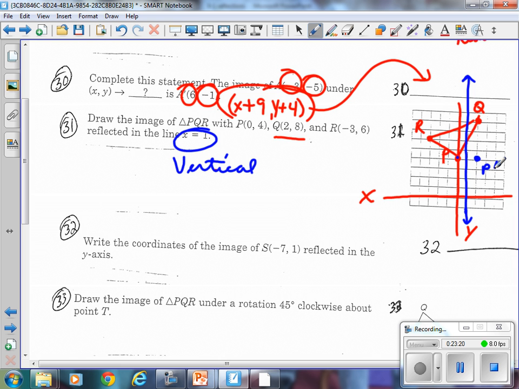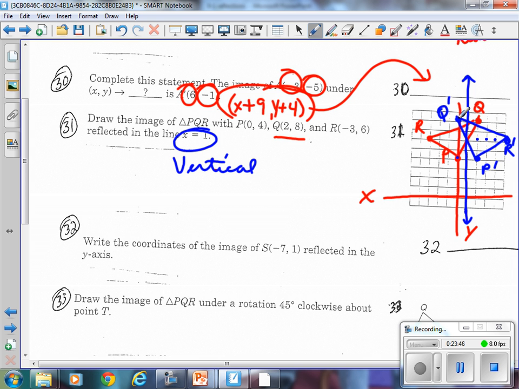R was 1, 2, 3, 4 spaces from the blue line, so it's going to be over this way, 1, 2, 3, 4, somewhere down there if I could hit it. That's R prime. Q was 1 space to the right of the blue line, so it's going to be 1 space to the left. It's going to be Q prime, our new shape. It's going to look something like that.